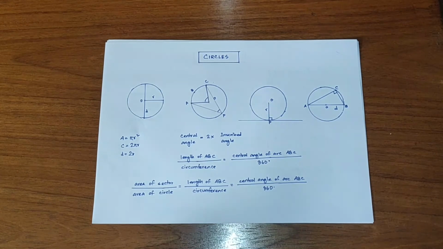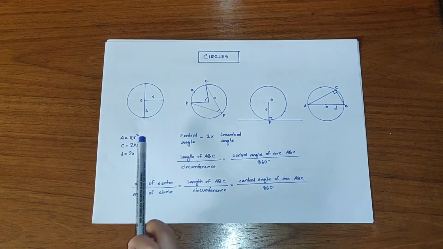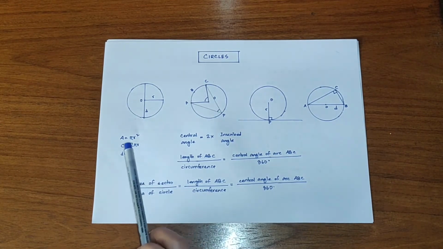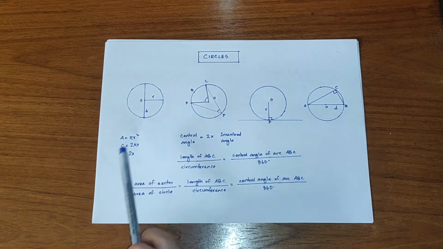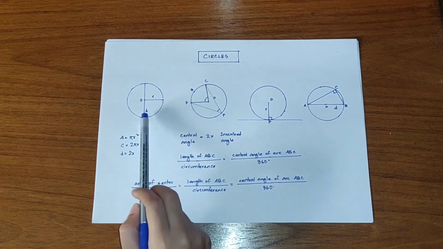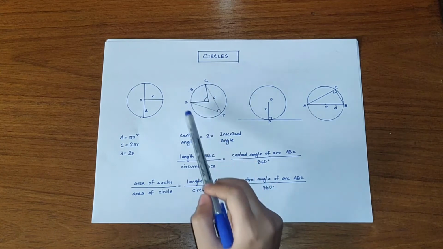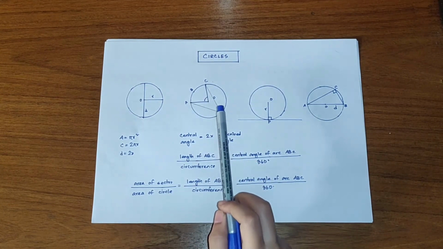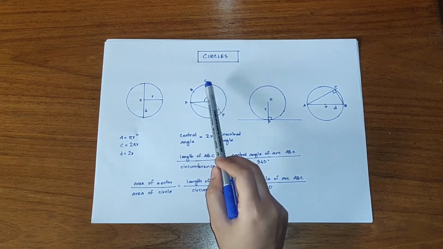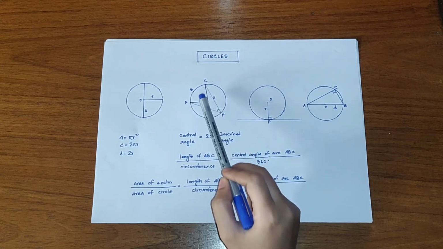Let's move on to circles. The area of a circle is given by A is equal to pi r squared, where r is the radius of the circle, and the circumference, or the distance around the circle, is given by C is equal to 2 pi r. D is the diameter of the circle, where D is equal to 2r. An arc is a part of the circumference of a circle. It has two endpoints and contains all the points in between them. In this diagram, AC or ABC is an arc.